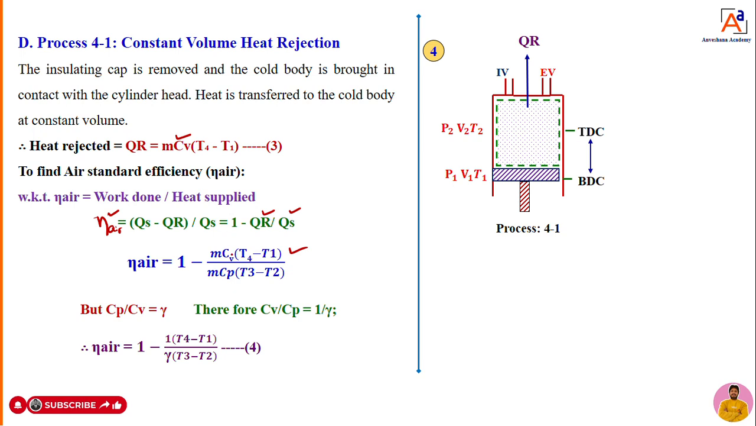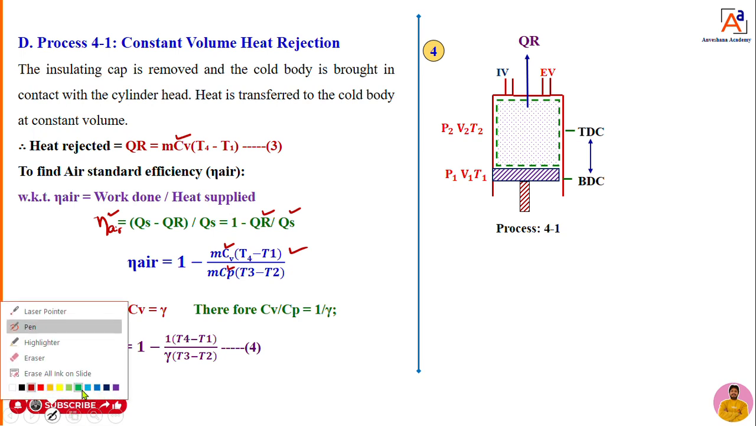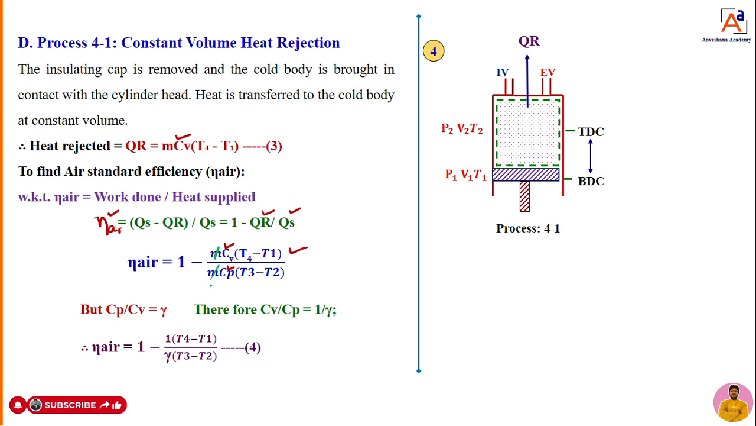But what is QS? QS is M CP. Here heat rejection is a constant volume process and heat addition is a constant pressure process. So QS is M CP into T3 minus T2. M remains the same because we have taken only 1 kg of air. M is common in both numerator and denominator, so it gets cancelled. Efficiency of air is equal to 1 minus T4 minus T1 divided by T3 minus T2, into CV by CP.